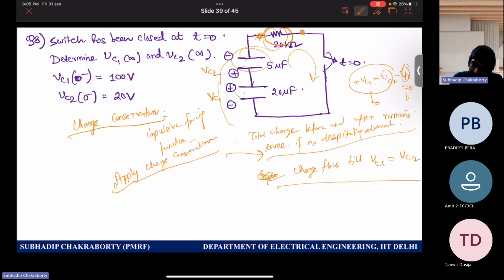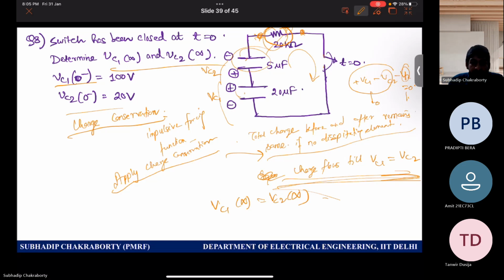So charge only flows till VC1 equals VC2. If there is a dissipating element, we can apply a kind of charge conservation, but charge is not conserved because of the dissipating element. So we can apply equating the voltages. So VC1 infinity should be equal to VC2 infinity, and they are only asking us what VC1 infinity and VC2 infinity are. So what can I do? Energy is dissipated in the process of charge combination and recombination.